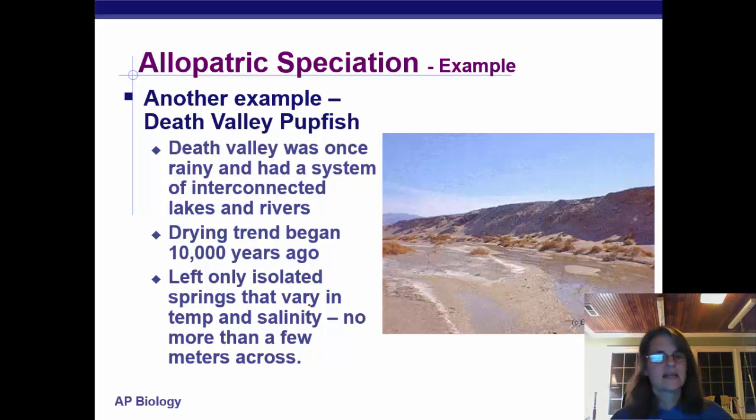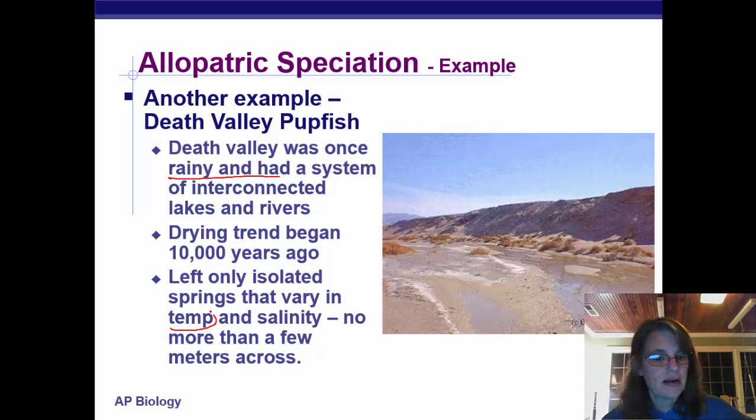A really fantastic example is the Death Valley pupfish. I trust that you are aware that Death Valley is a very dry desert climate. But it was not always that way. It was once rainy and had a whole system of lakes and rivers that ran through it. But drying began a long time ago, about 10,000 years ago, and the only water sources left in the area are little springs that pop up from the earth itself. That's not rainwater, it's bubbling up mineral springs.